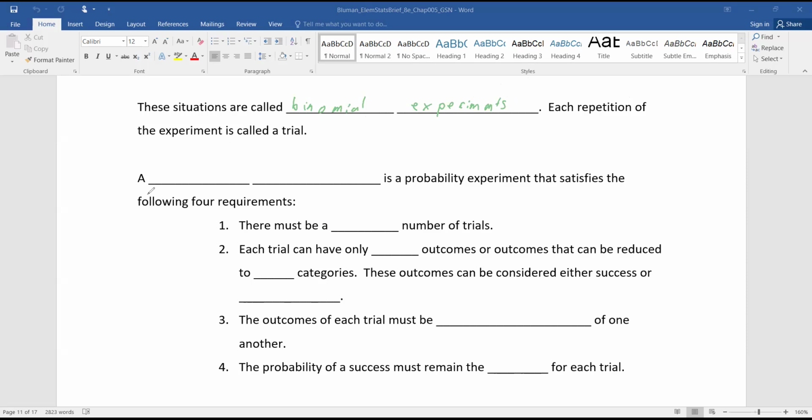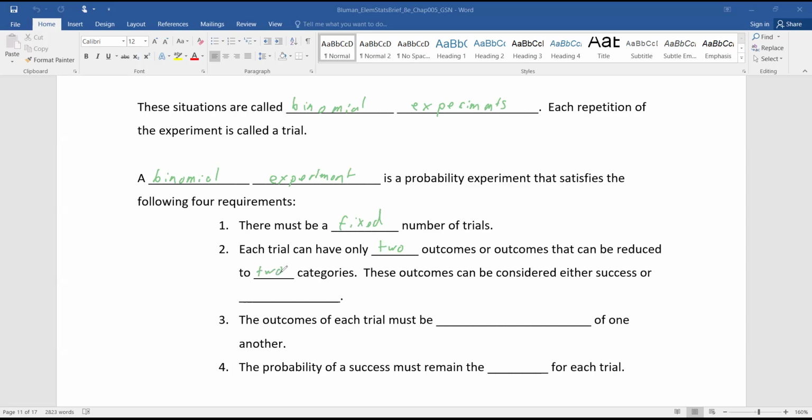So a binomial experiment is a probability experiment that satisfies the following four requirements. There must be a fixed number of trials, meaning you have 5 events, 10 events, 22 events, but there is a fixed number of trials that's going to happen. Each trial can only have two outcomes, or outcomes that can be reduced to two categories.